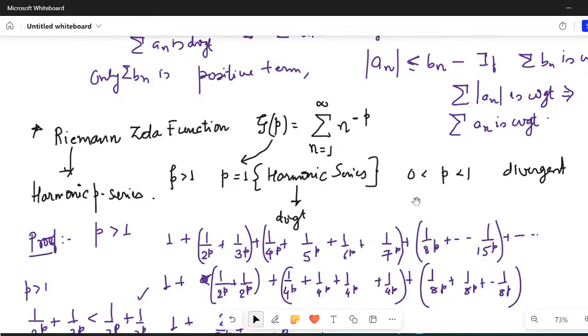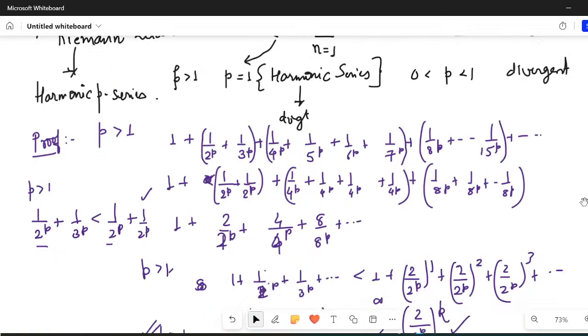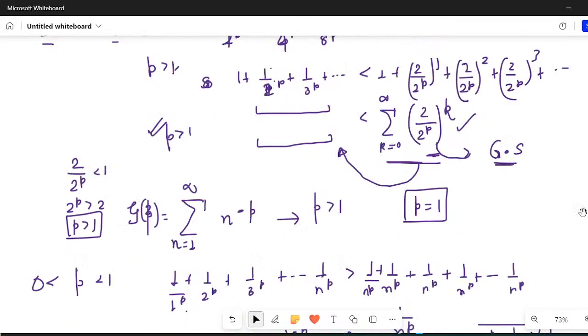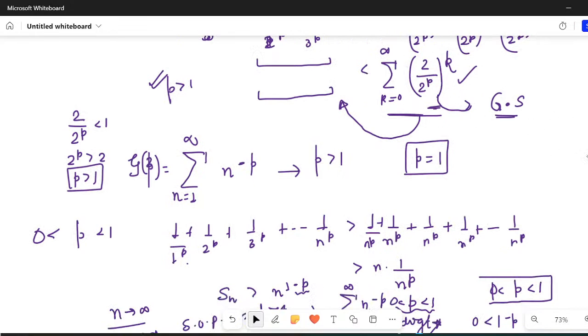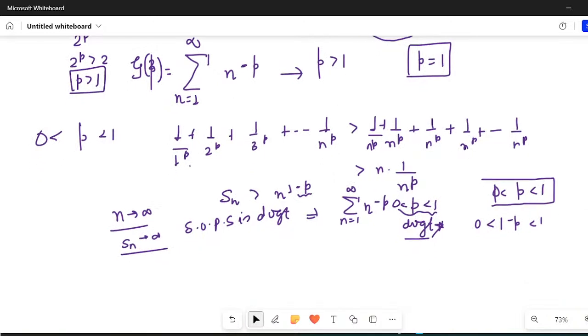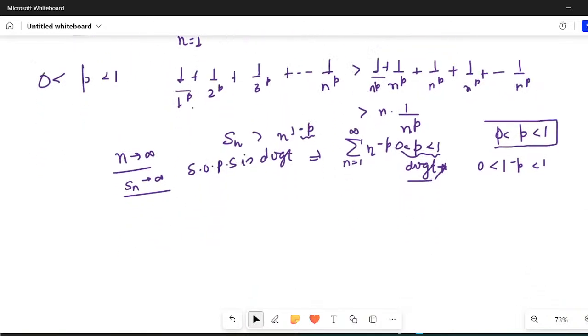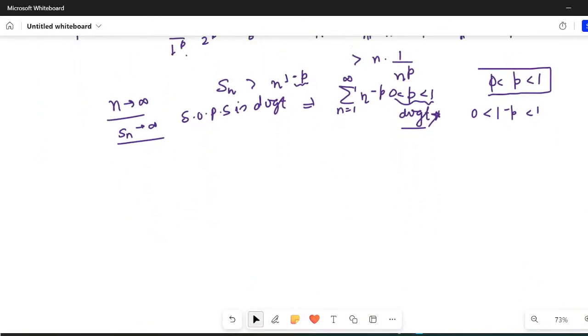Okay, this is called the Riemann zeta function. I just helped you with the derivation so that you must be able to understand how to apply this comparison test. I hope it is clear. Now, a few more tests that you should remember.